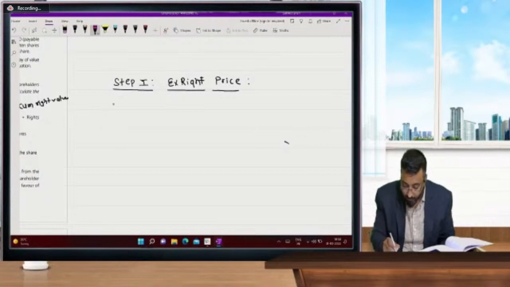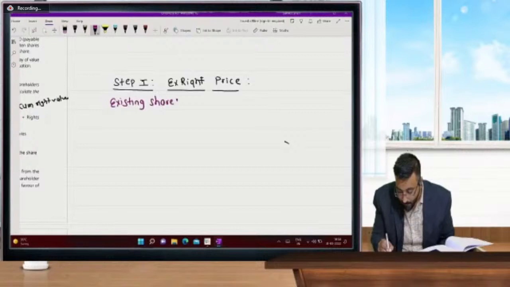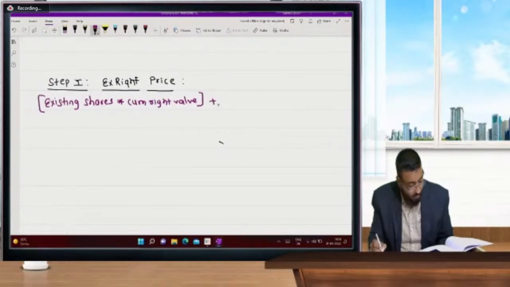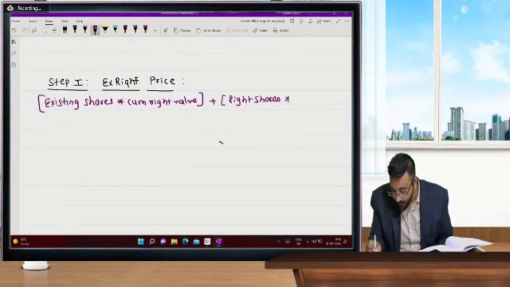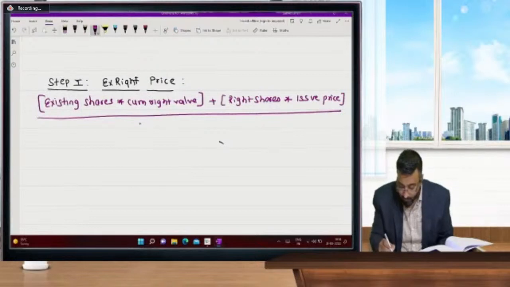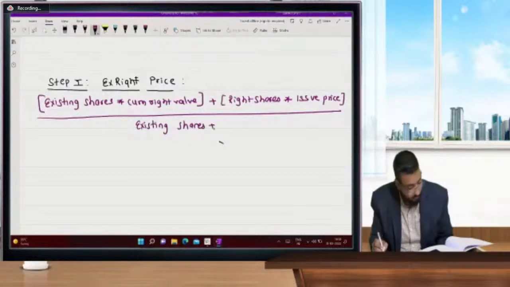Now, existing shares multiplied by cum right value. Understand first. Existing shares into cum right value plus right shares into issue price, divided by existing shares plus right shares.